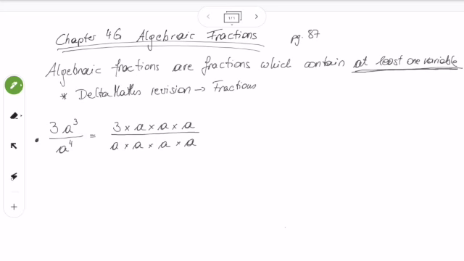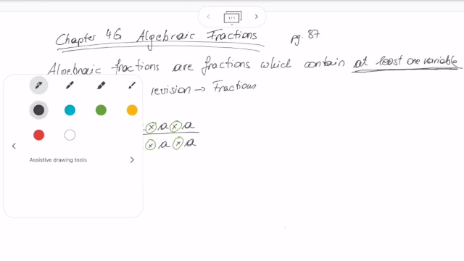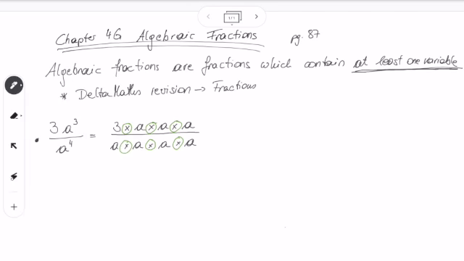I want to just point out, please be aware that we only have multiplications here in the numerator and in the denominator. This is really important. We can never simplify if we have a plus or a minus that is not enclosed in a bracket, just a plus and a minus by itself in the numerator or the denominator. So that's super important to notice here.